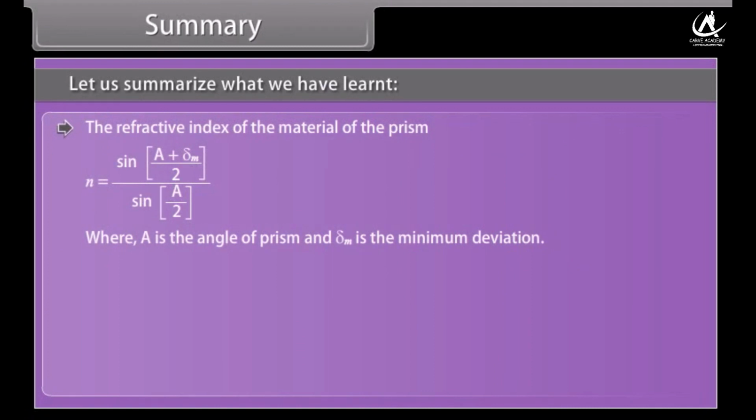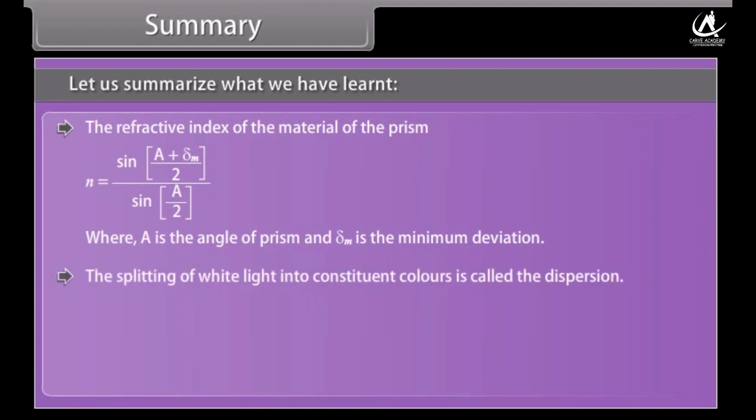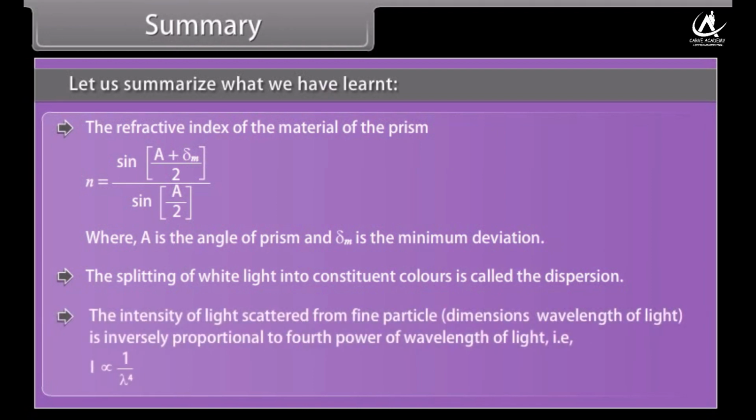The refractive index of the material of the prism, n is equal to sine of (A plus delta m) by 2 divided by sine of A by 2, where A is the angle of the prism and delta m is the minimum deviation. The splitting of white light into constituent colors is called dispersion. The intensity of light scattered from fine particles, of dimensions smaller than the wavelength of light, is inversely proportional to the fourth power of the wavelength of light, that is, I is directly proportional to 1 upon lambda raised to the power 4.